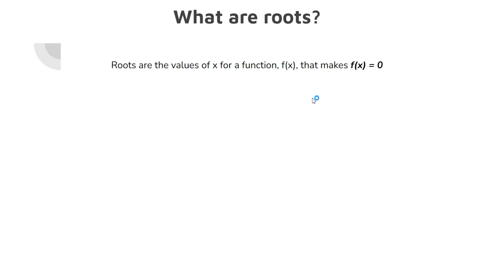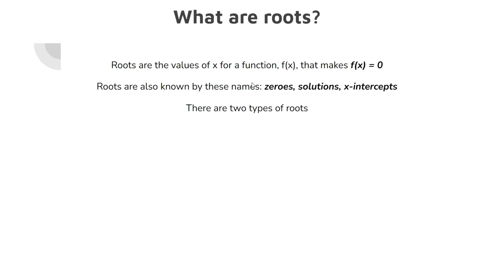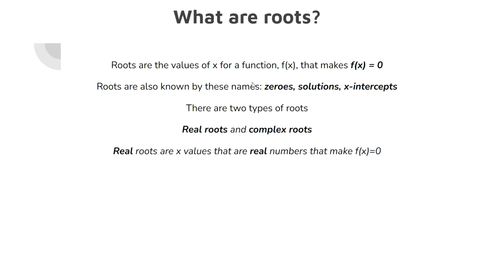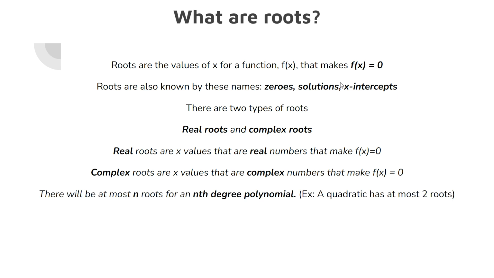What are roots? Roots are the values of x for a function, f of x, that make f of x equal to 0. Roots are also known by these names: zeros, solutions, x-intercepts. There are two types of roots: real roots and complex roots. Real roots are x values that are real numbers that make f of x equal to 0. Complex roots are x values that are complex numbers that make f of x equal to 0.